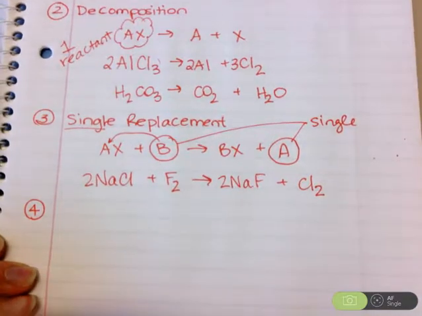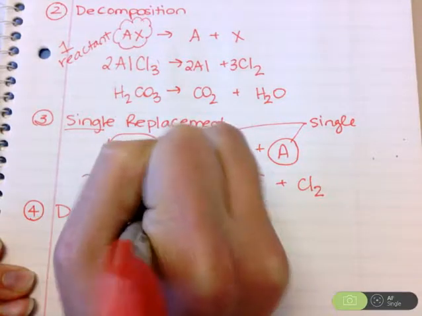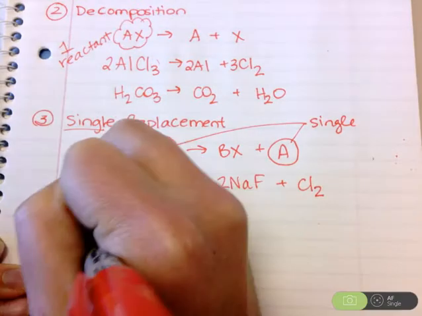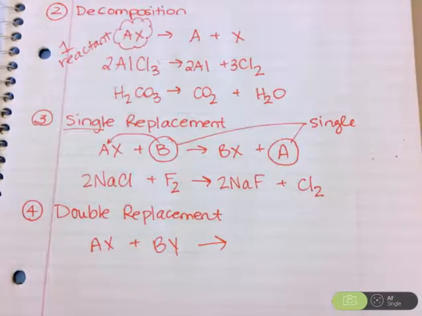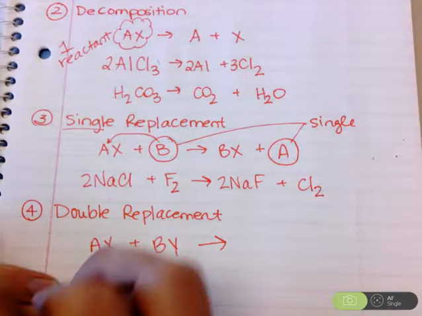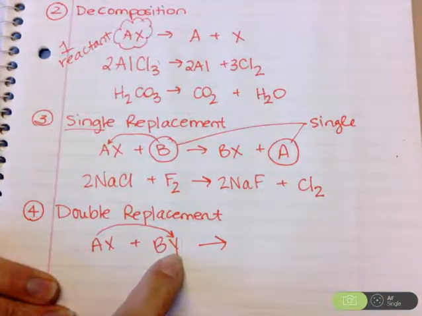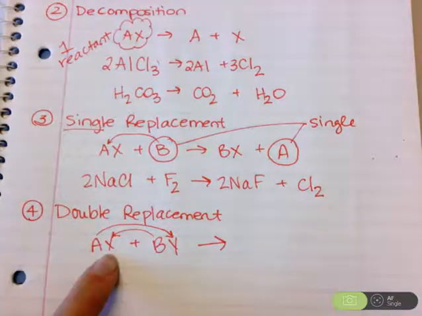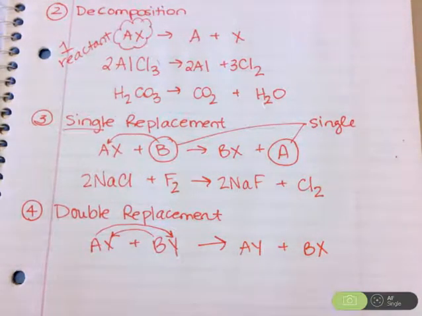Our fourth type of reaction is a double replacement or displacement reaction. In a double replacement, it's sort of like a do-si-do. Everyone sort of changes their cation and anion partner. I think it looks like a double rainbow. So the first cation will take the second anion, and the second cation will come and take the first anion. So you end up with AY plus BX.